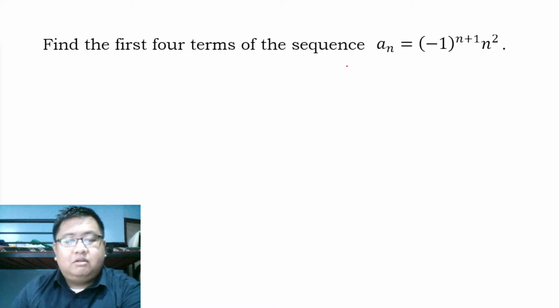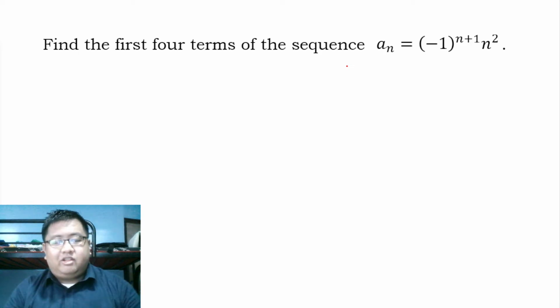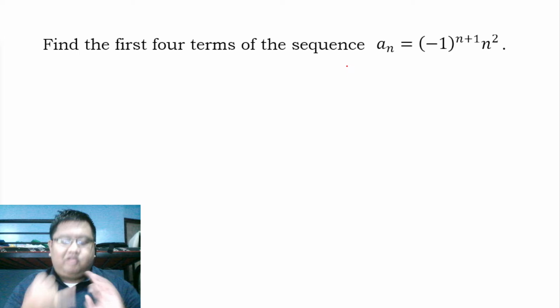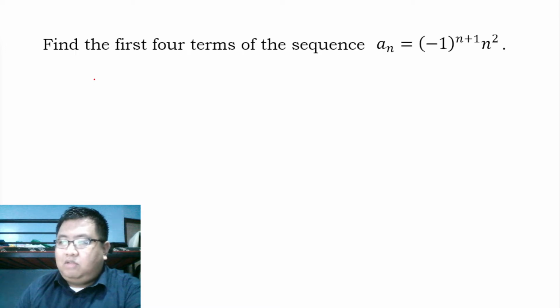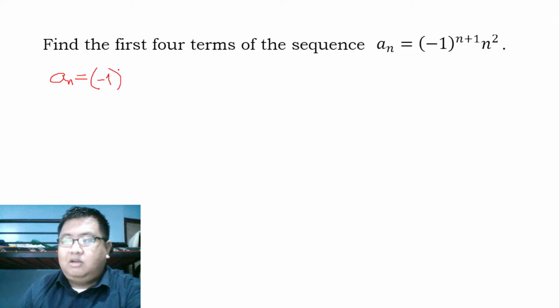So, paano ba tayo nagbibilang? We always begin with 1, and then 2, and then 3, and then 4. So that's what we're going to do. Since we are only looking for the first four terms, we are going to use the values 1, 2, 3, and 4 for our sequence. Pero paano yun papasok doon sa formula natin? Here we go. So, let's just copy that formula first, ano? A sub n is equal to -1 raised to n plus 1 times n squared.